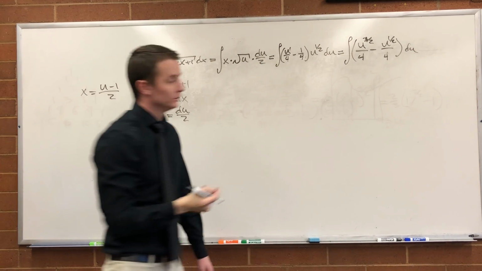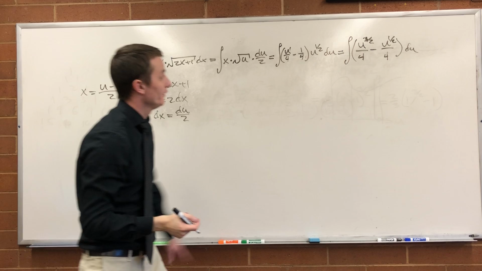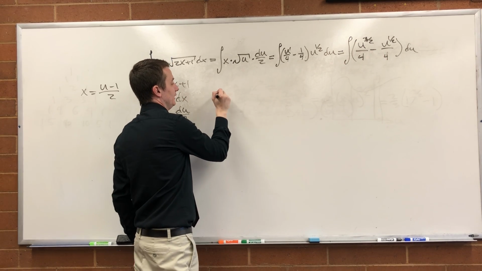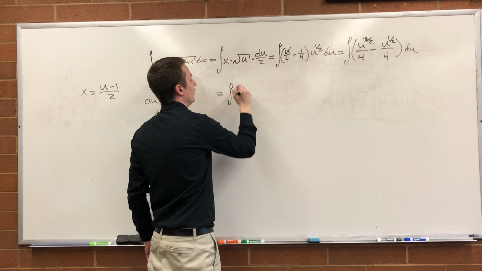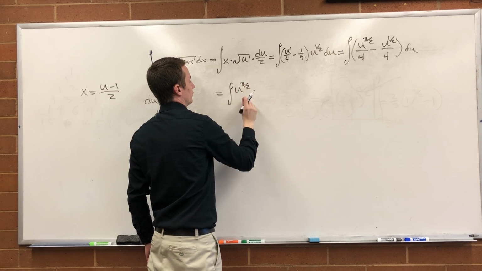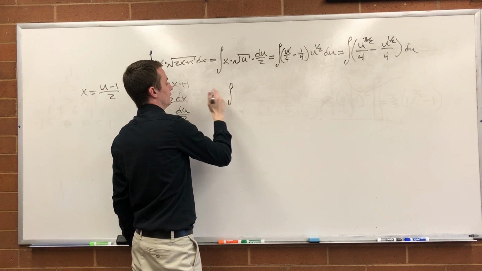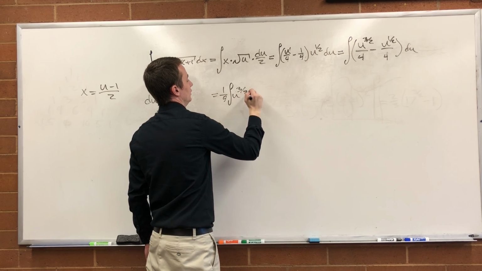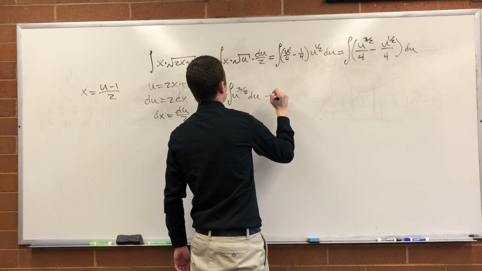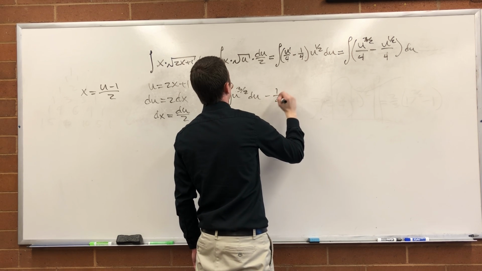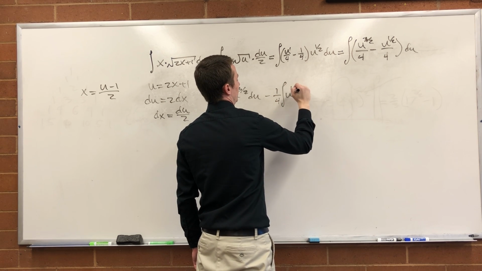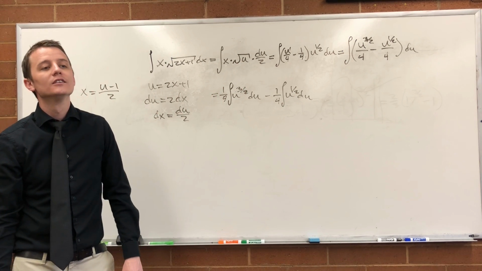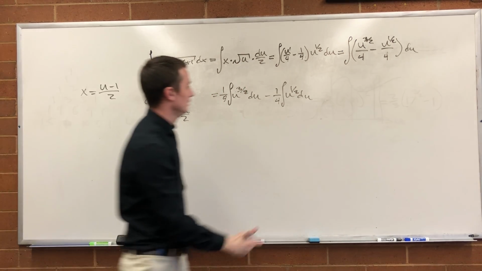Now remember, we learned yesterday that the integral of a difference is the difference of the integrals. So this is the same thing as the integral of u to the 3/2 over 4. You could also pull out the 1/4. So 1/4 times the integral of u to the 3/2 du minus 1/4 times the integral of u to the 1/2 du. You know how to calculate those? Nice and easy.